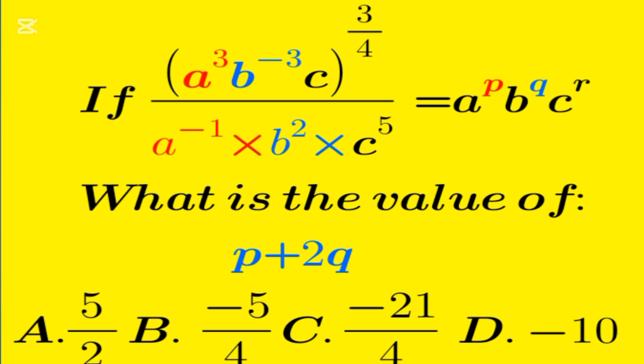It reads: if a raised to the power 3 multiplied by b raised to the power negative 3 multiplied by c, all raised to the power 3 upon 4, divided by a raised to the power minus 1 multiplied by b raised to the power 2 multiplied by c raised to the power 5, is equal to a raised to the power p, b raised to the power q, c raised to the power r, what is the value of p plus 2q? Now we have to find the value of p plus 2q.